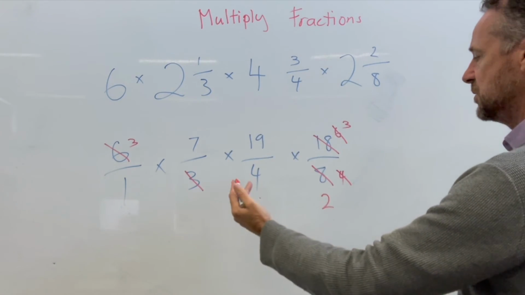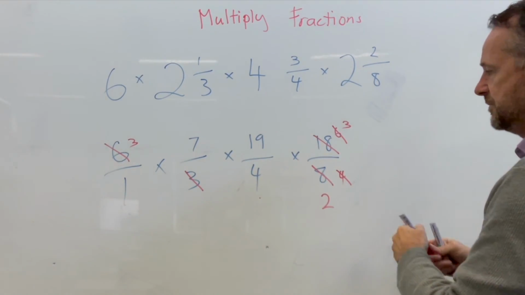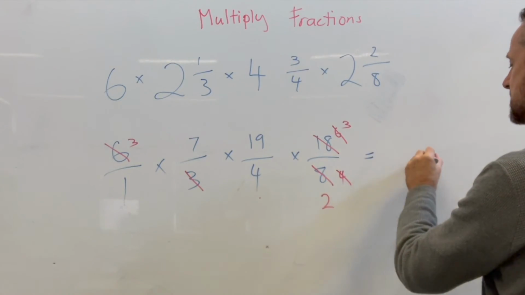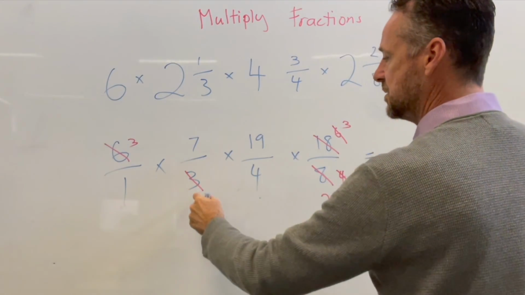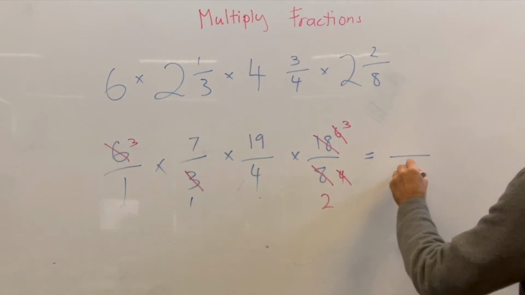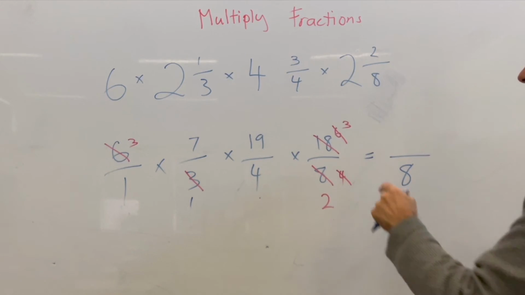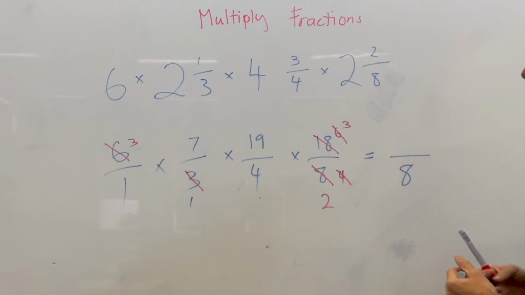So now we've eliminated a lot of our numbers, and now we can just do the solution. Okay, so it's going to give us 1 times 1 times 1 times 4 times 2, which is 8. And we've got 3 times 7 is 21.